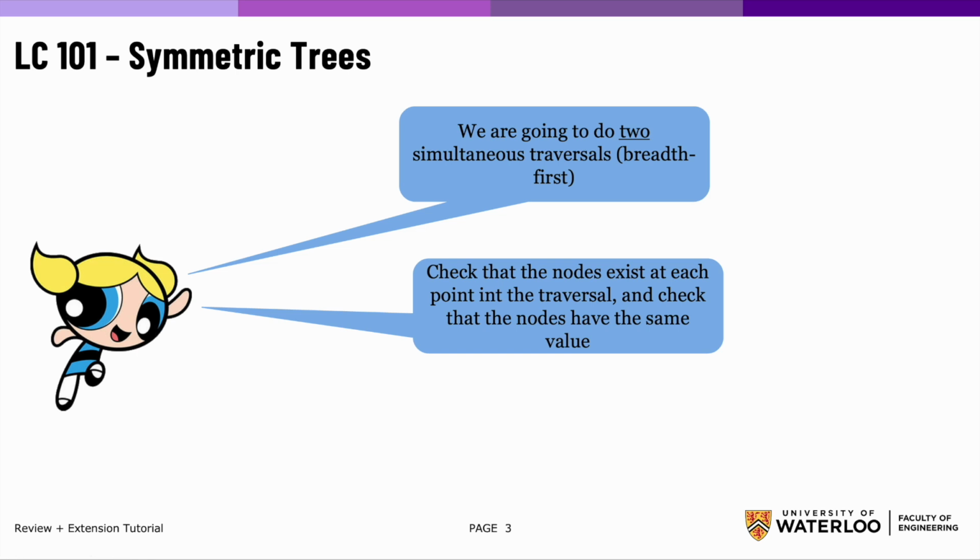So my approach for this is that you're going to essentially do two simultaneous traversals, and it's kind of like breadth first. What you're going to do each time you traverse level by level is check that the nodes exist at each point and check that the nodes have the same value. So I'm going to reveal my solution now.